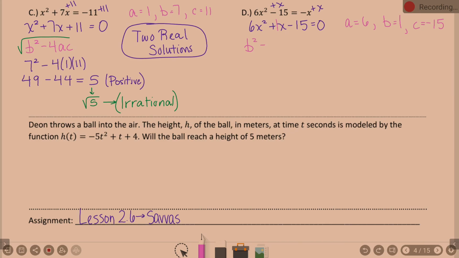B squared minus 4AC. Plug them in. 1 squared minus 4 times A, which is 6, times C, which is negative 15. 1 squared is 1. You get the next part. Like negative 360.